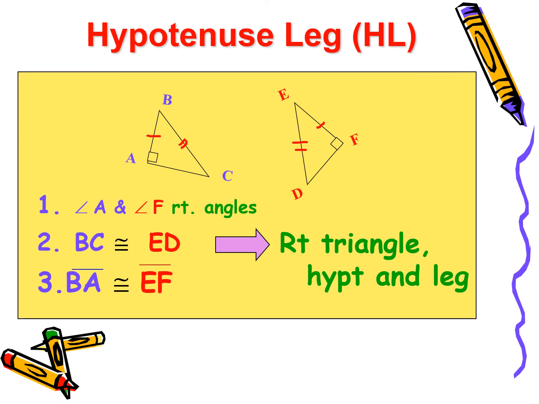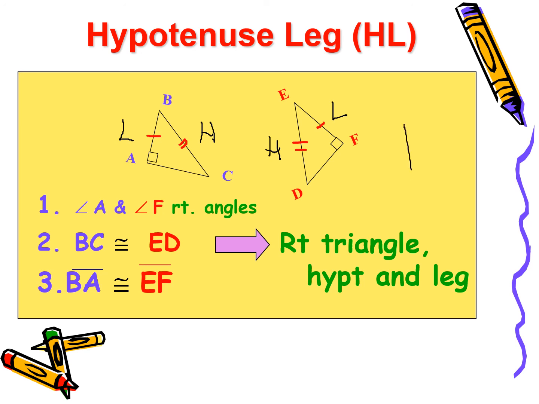All right. So is the hypotenuse marked? Yes. You've got a right angle. So when you see a right triangle, check and see. Is the hypotenuse marked? Yes. Is one of the legs marked? Yes. So that's hypotenuse leg. Over here, hypotenuse marked? Yeah. Hypotenuse. One of the legs marked? Yeah. Leg. So you're looking for that.